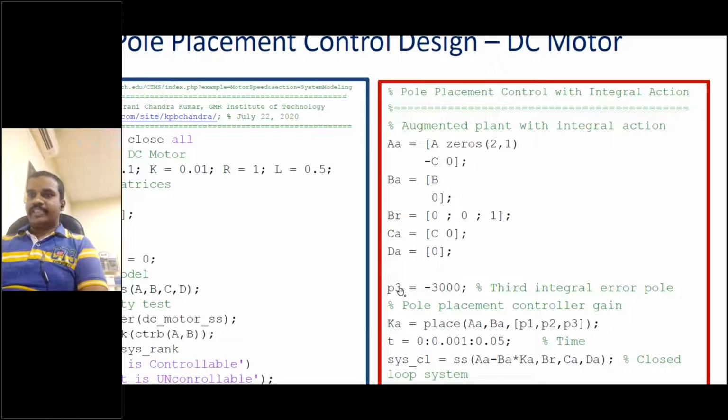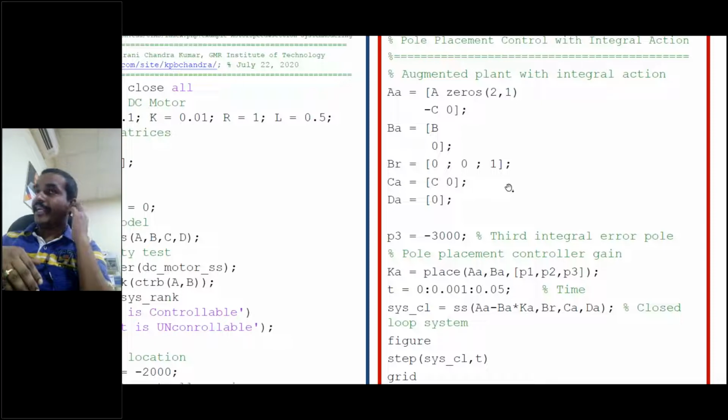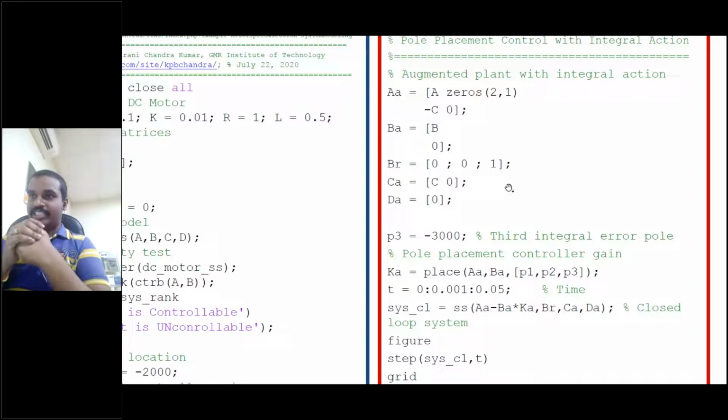Okay. So whatever this P3 you are saying, this is the pole. You are placing the third pole, the integral pole, because we have made the integral state. One more state has been added to the system. So to place that integral pole, I am saying that it is at minus 3000. So now what is happening here is Ka equals place of Aa, Ba, and the three poles coming into the picture. Now T, again I am running for 0.0505 seconds, and this is my closed loop system, and I am plotting the closed loop system response itself.